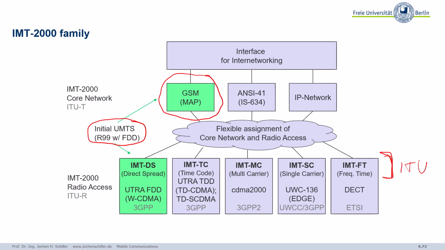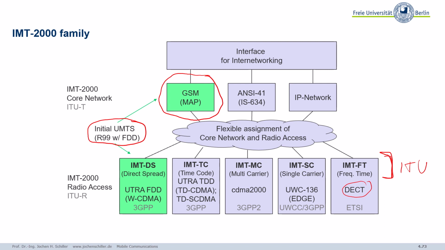And there we have the so-called direct spread. I will come back to how we directly spread in this technology. We have time code, multi-carrier, single carrier, and frequency time. So it's interesting to see that the classical DECT system, the cordless telephony system, fulfills the basic requirements for 3G, although no one will call this really a 3G system. It fulfills the requirements. What else do we have?